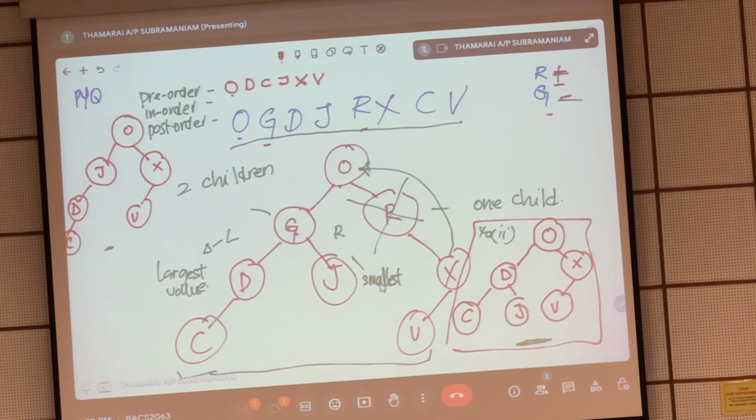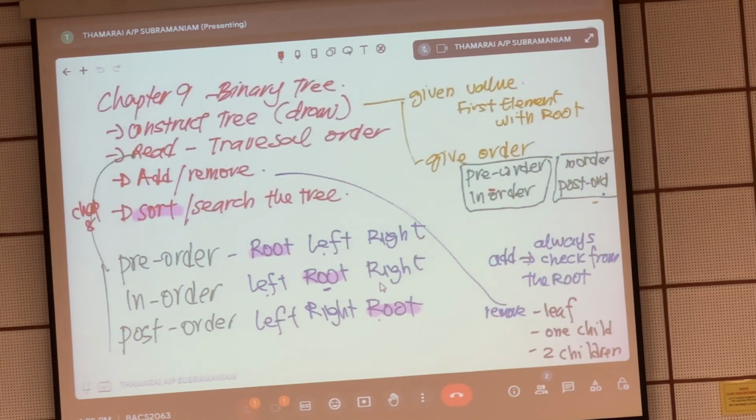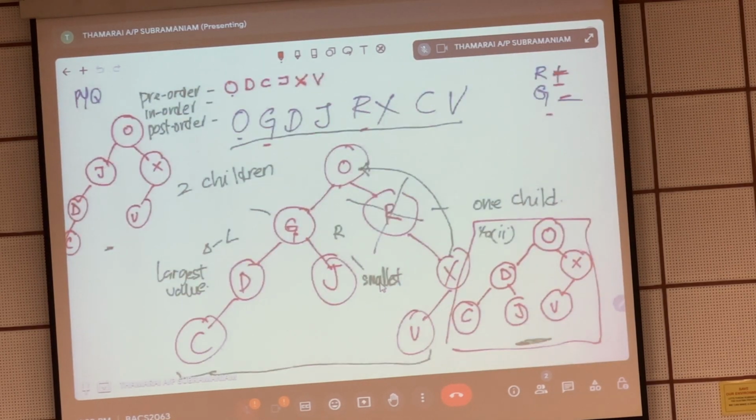In-order. So in in-order, I read my left, root and right. So here, I have to go all the way to the left. Is that correct? Then D.